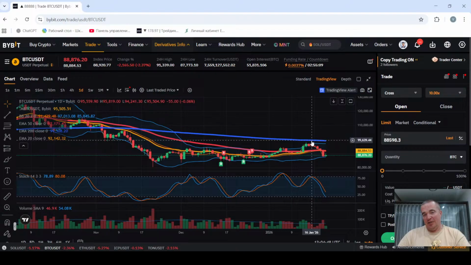Also, if you look at stochastic, it's almost in the oversold zone, which means we will probably see a correction soon. And for example, yesterday when the market fell, you see there was a high volume, but not so big, for example, like here on November 21st. It was a bit of a peak of volume, but not so big.